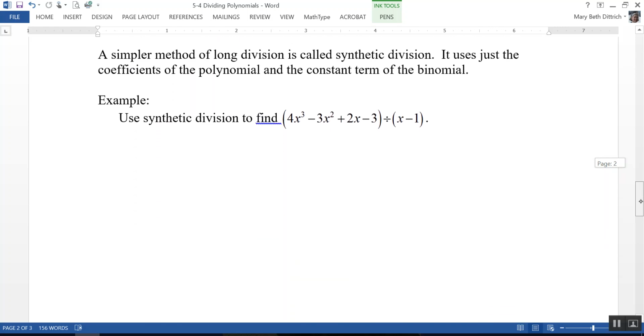A simpler method of doing long division is called synthetic division. It uses just the coefficients of the polynomial and then the constant term of the binomial. Let me show you how this works.